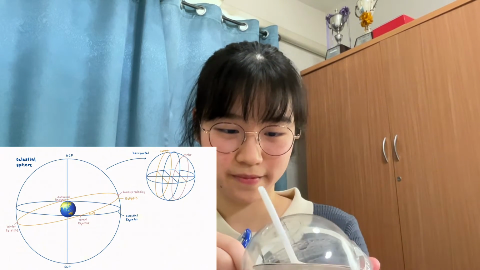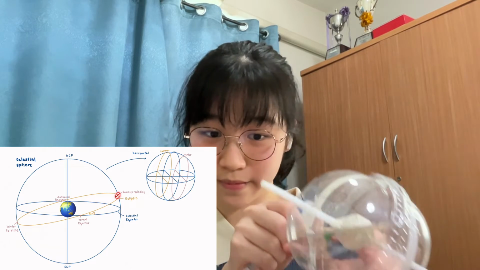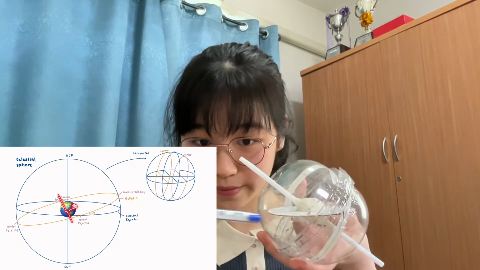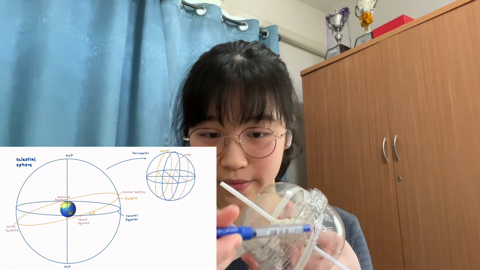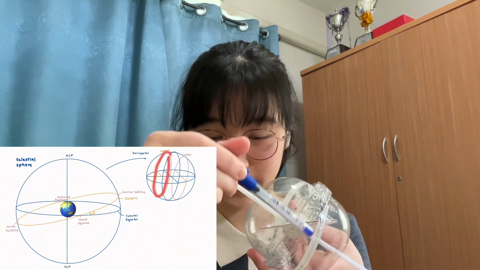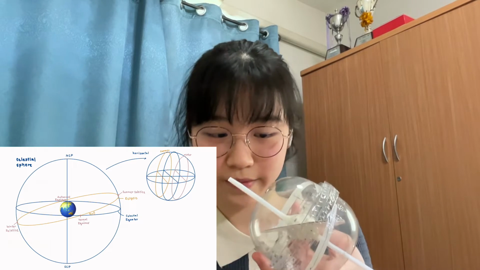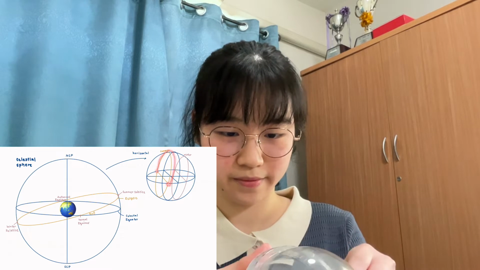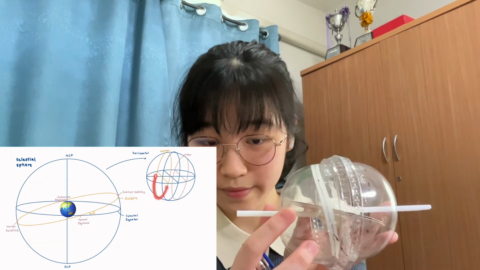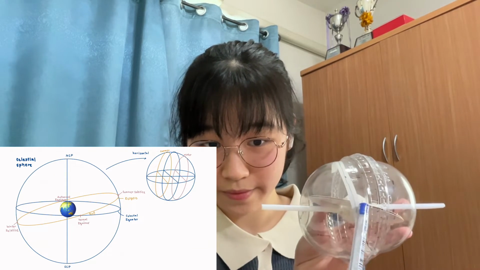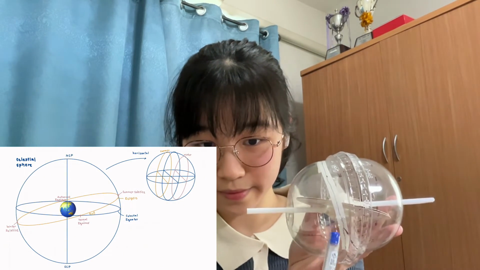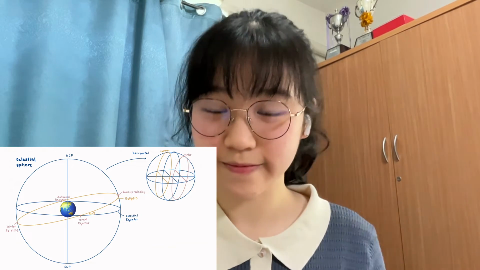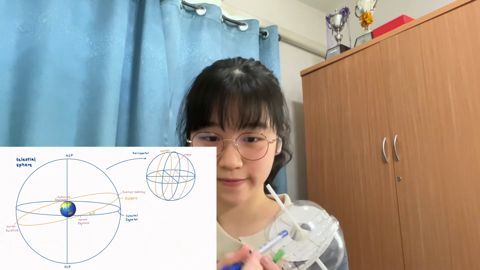Let's go for the summer solstice first. We'll focus on a location in the northern hemisphere first. As you can see, the northern hemisphere has more area exposed to sunlight than shaded area, so the daytime is longest and the nighttime is shortest. Similarly, in the winter solstice, the daytime is shortest and the nighttime is longest. However, this is opposite for locations in the southern hemisphere.